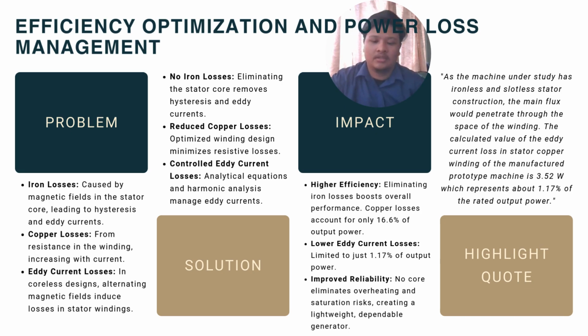For the impact, the results of these designs are impactful. First, efficiency. Without iron losses, the overall efficiency improves significantly. Copper losses account for only 16.6 percent of output power, which is acceptable for small-scale systems. Next, eddy current losses are reduced to just 1.17% of output power, further enhancing performance.